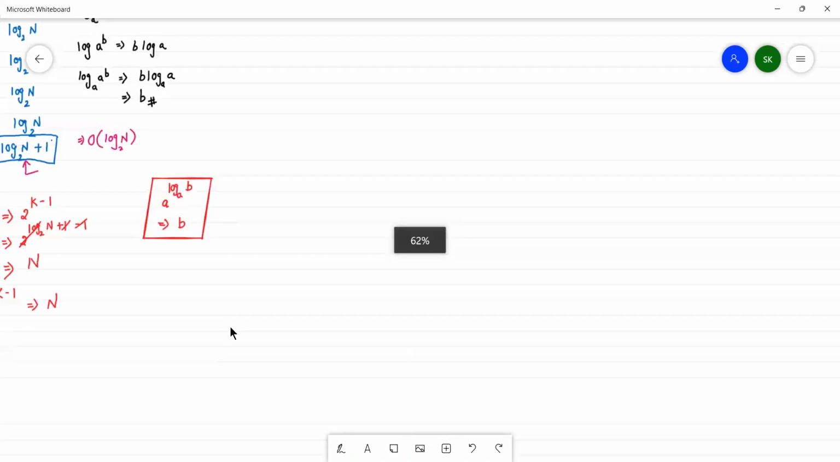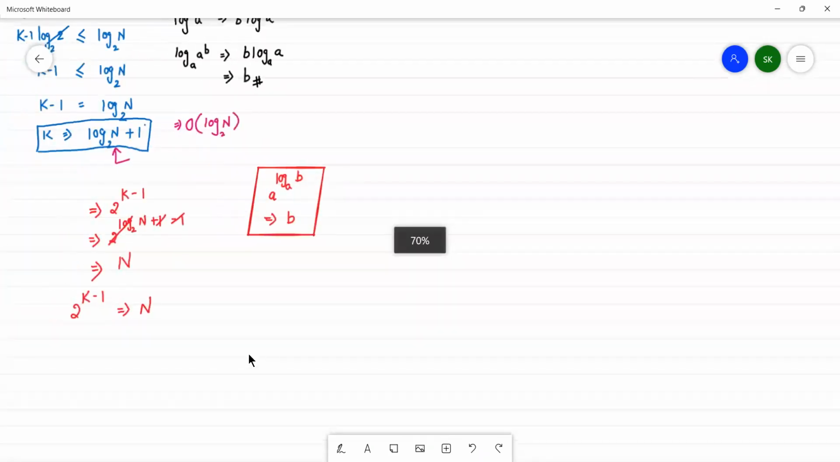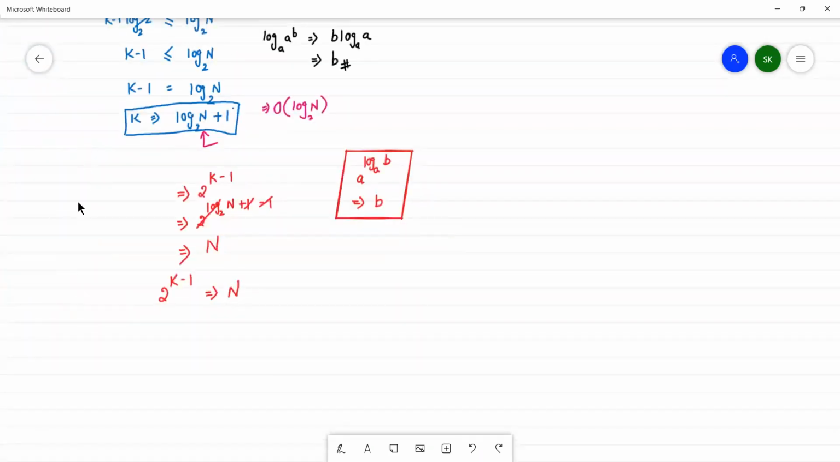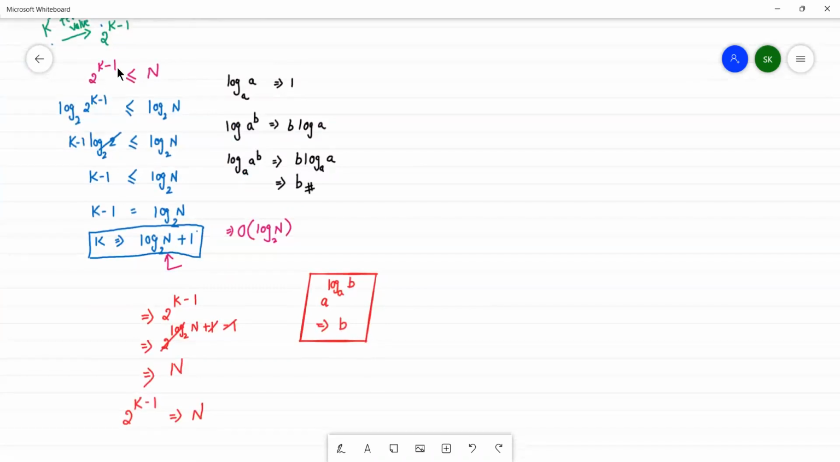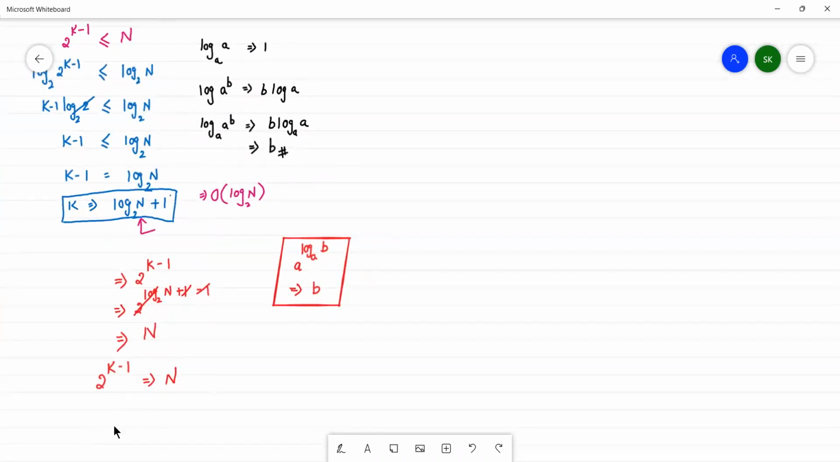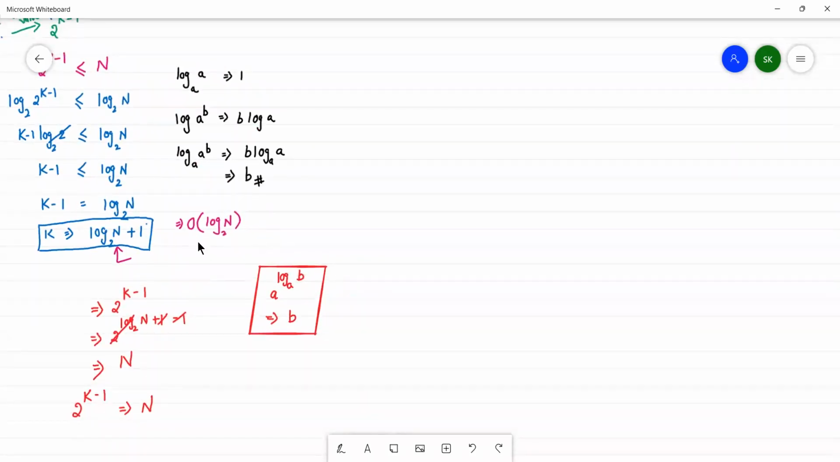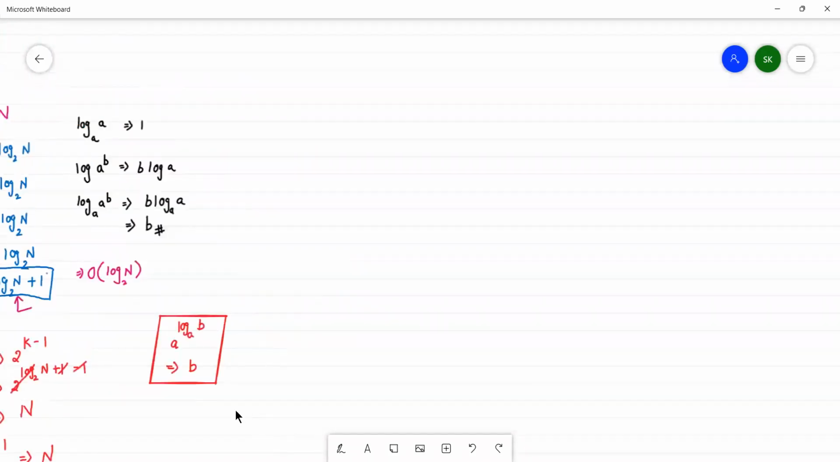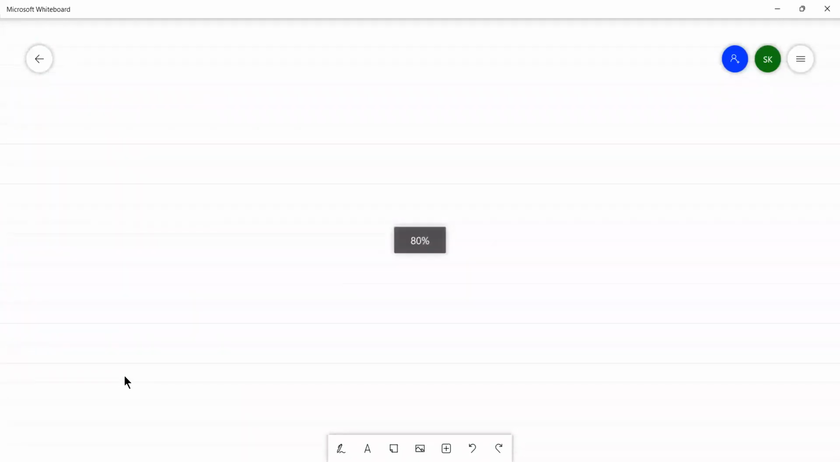It is nothing, Bhuvnesh. I just showed you that what I assumed here, that 2 to the power k minus 1 should be less than or equal to n, the general term. So I just proved here that we assumed it in a right way. It is not the time complexity. Time complexity was here. Okay, if you are all clear, then I'll move on to the next question.